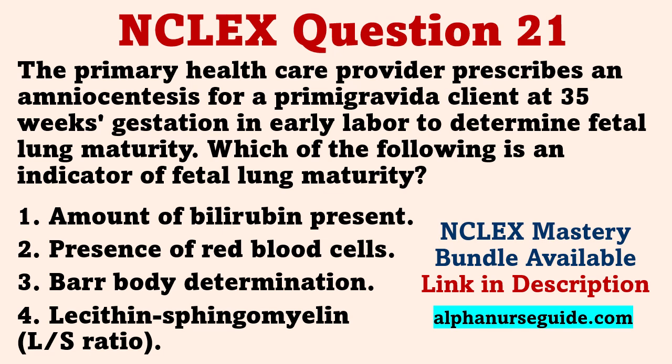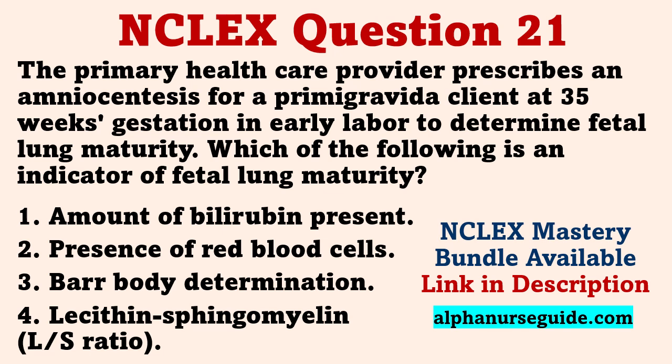The correct answer is 4. To determine fetal lung maturity, the sample of amniotic fluid will be tested for the L/S ratio. When fetal lungs are mature, the ratio should be 2:1. Bilirubin indicates hemolysis and, if present in the fluid, suggests Rh disease. Red blood cells should not appear in the amniotic fluid because their presence suggests fetal bleeding.